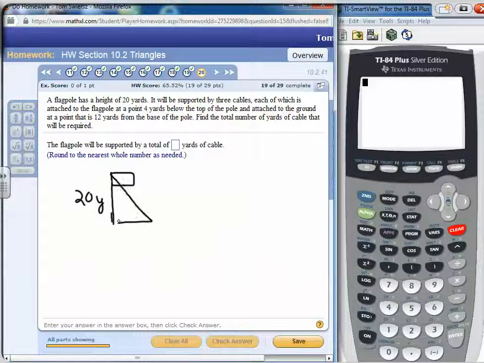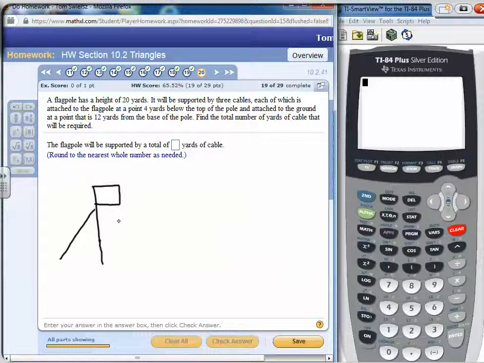So here's a cable, and this is 4 yards from the top. I'm sorry, whoa, let's be careful here. A flagpole has a height of 20 yards. Each cable is attached to the flagpole at a point 4 yards below the top. Okay, so the whole flagpole is 20, so let's draw it one more time. So the entire flagpole, be careful, is 20, and the wire is connected 4 yards below the top.